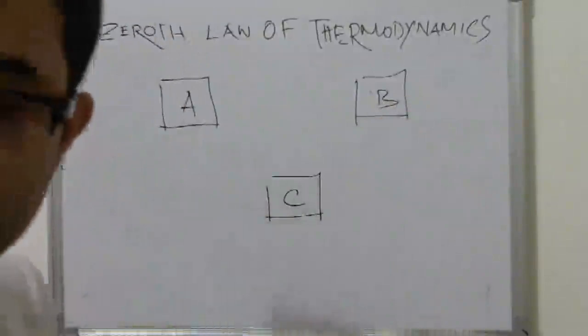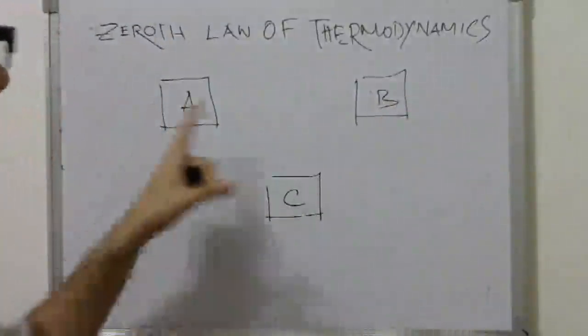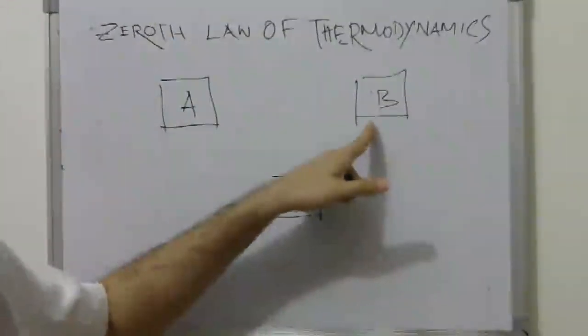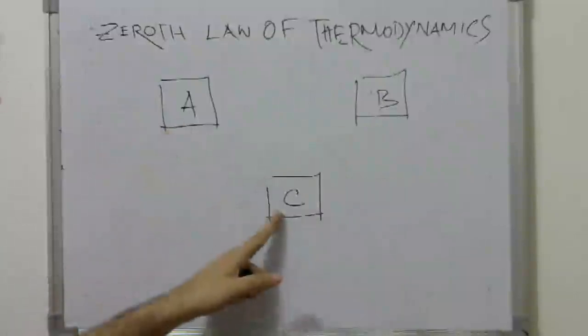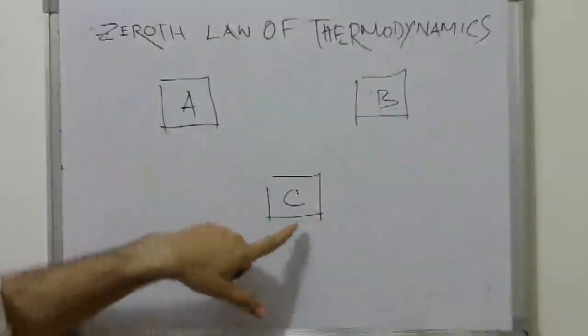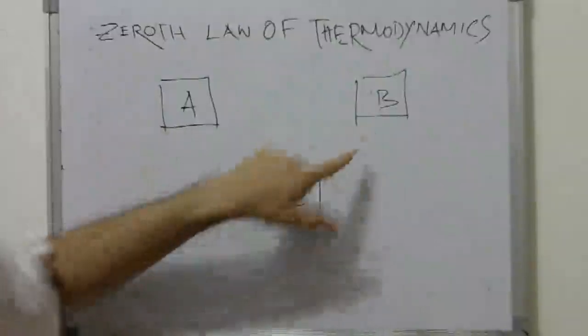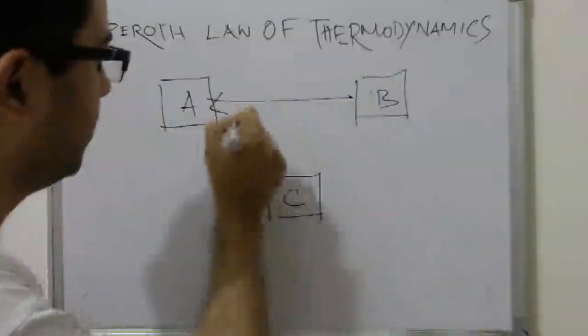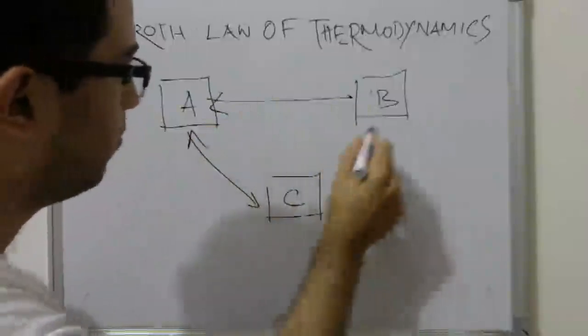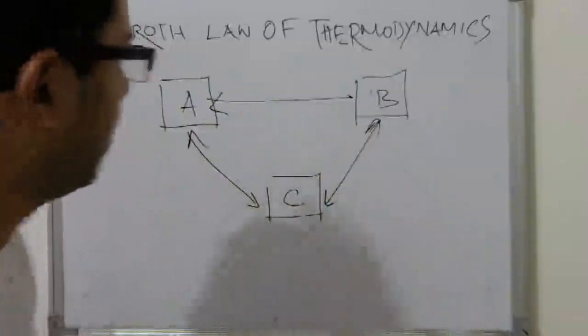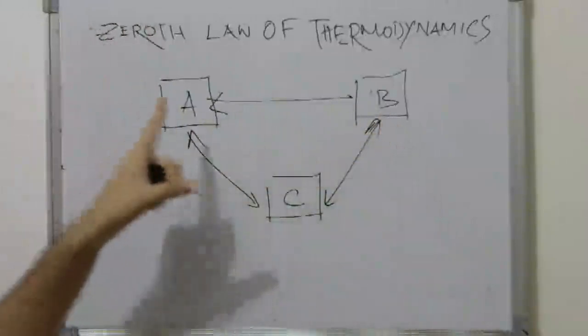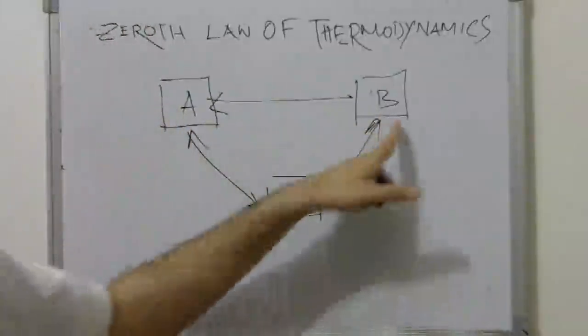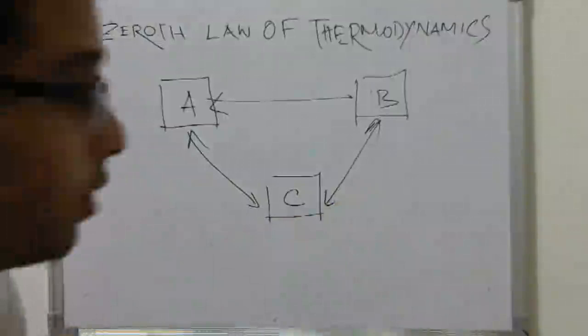So, we say that if A and B are in equilibrium with each other, and A and C are also in equilibrium with each other, then B and C will be in equilibrium with each other. That is, if A and B are in equilibrium, and A and C are in equilibrium, then B and C will also be in thermal equilibrium.